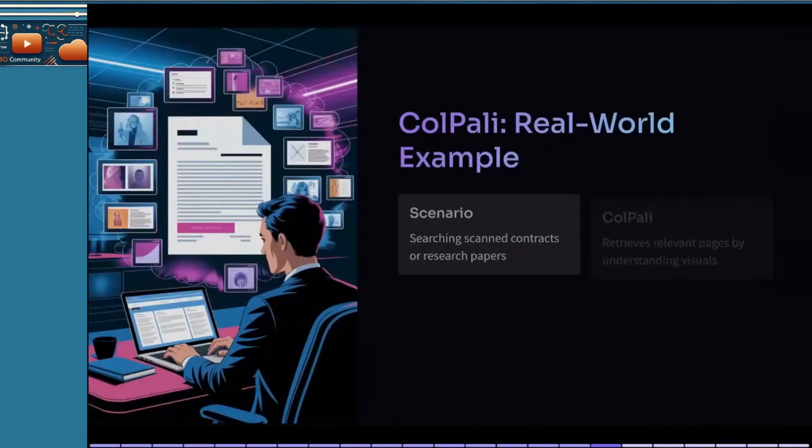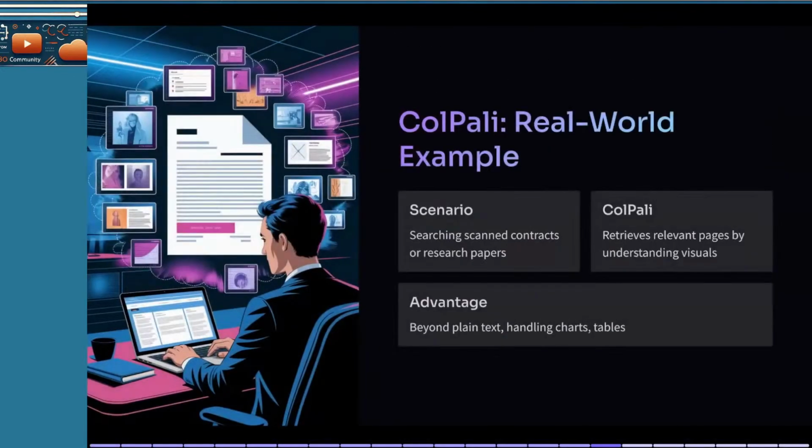Real world example of ColPali: searching scanned contracts or research papers. It retrieves the relevant pages by understanding individual elements, and it goes beyond plain text, like headings, charts, tables, things like that. And this is really important because when you do naive indexing, you lose the layout of your document. So your header could end up below your footer and all sorts of things. So this maintains that context, which is really useful for us and leads to good results.